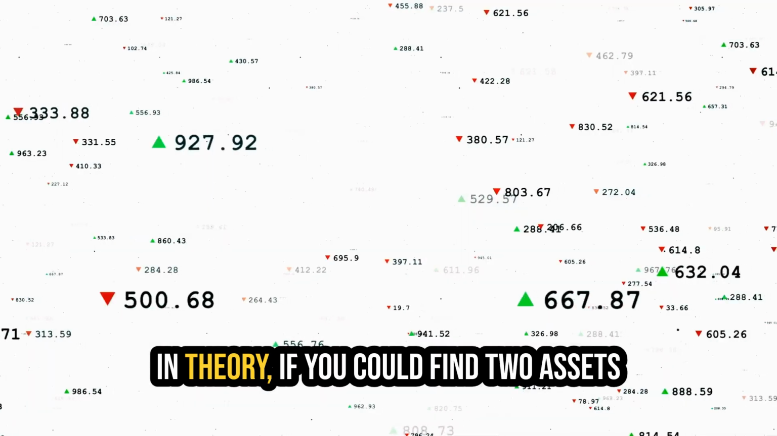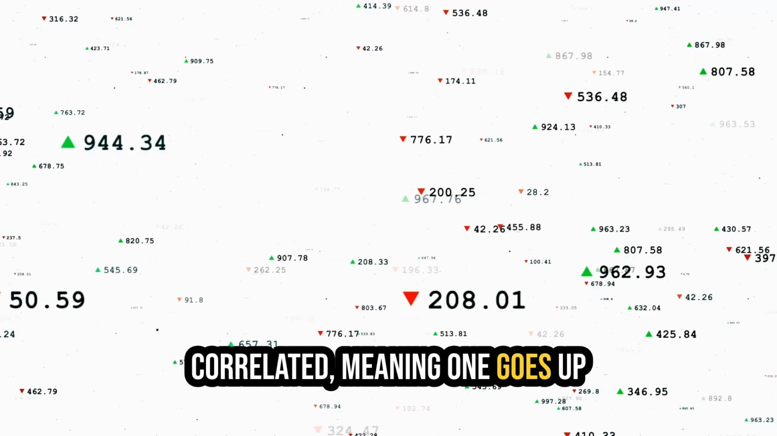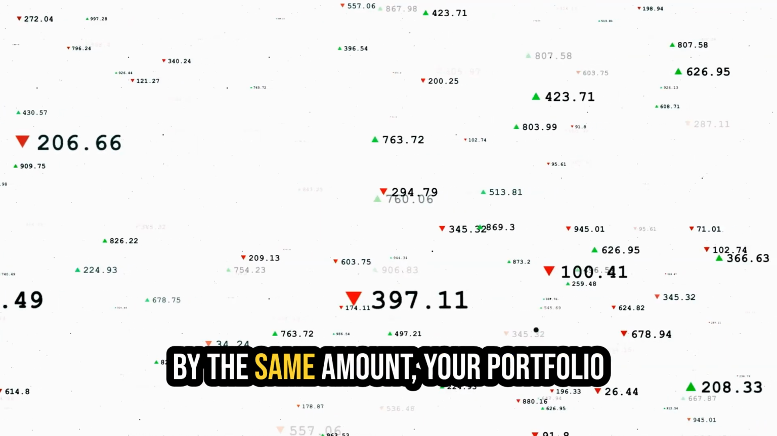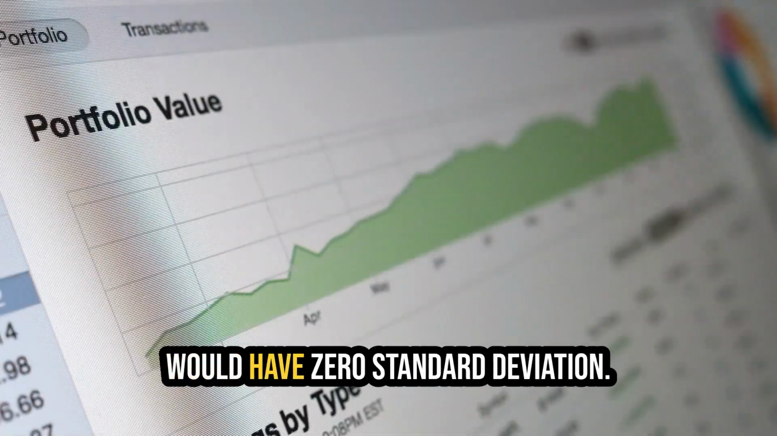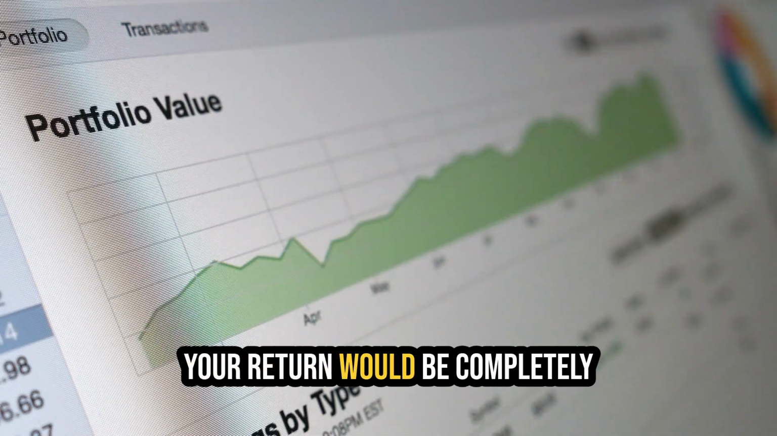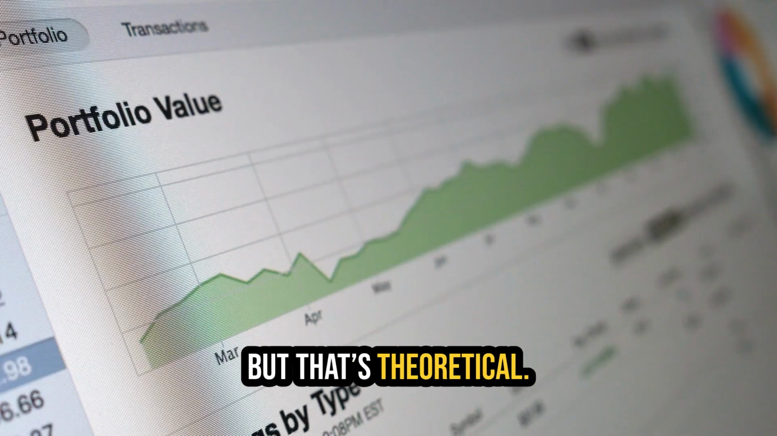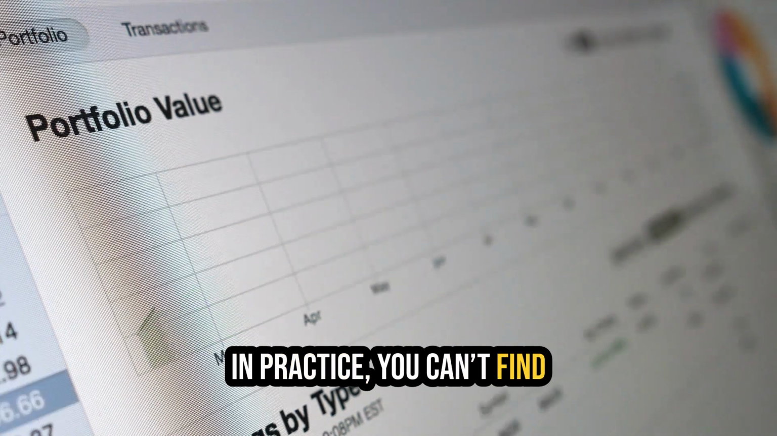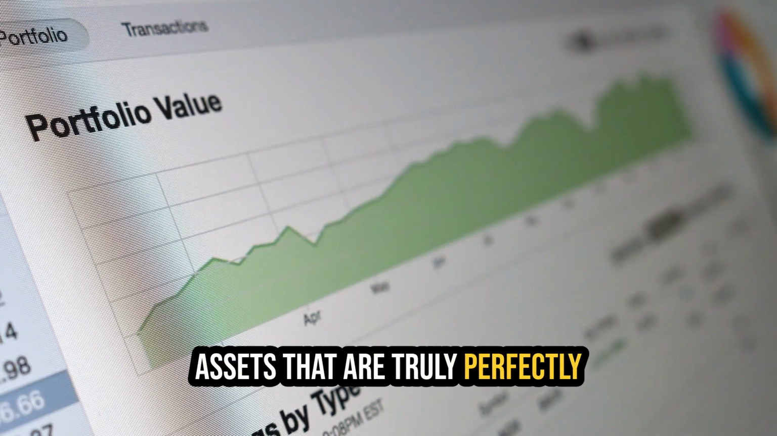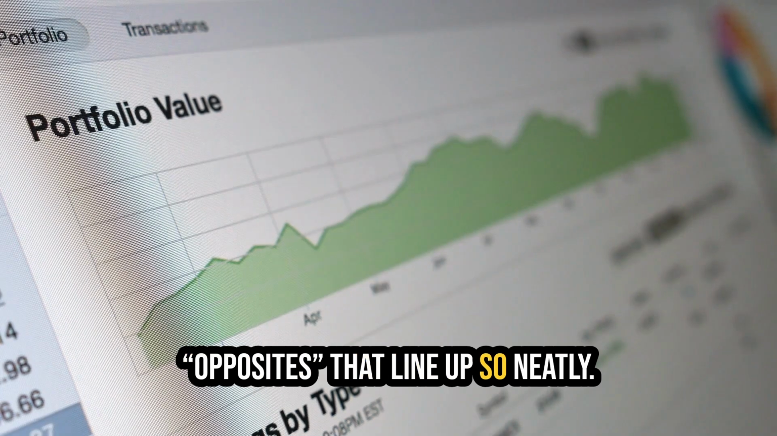In theory, if you could find two assets that were perfectly negatively correlated, meaning one goes up precisely when the other goes down by the same amount, your portfolio would have zero standard deviation, no volatility at all. Your return would be completely stable, a perfectly smooth ride. But that's theoretical. In practice, you can't find assets that are truly perfectly negatively correlated. The world doesn't give you opposites that line up so neatly.